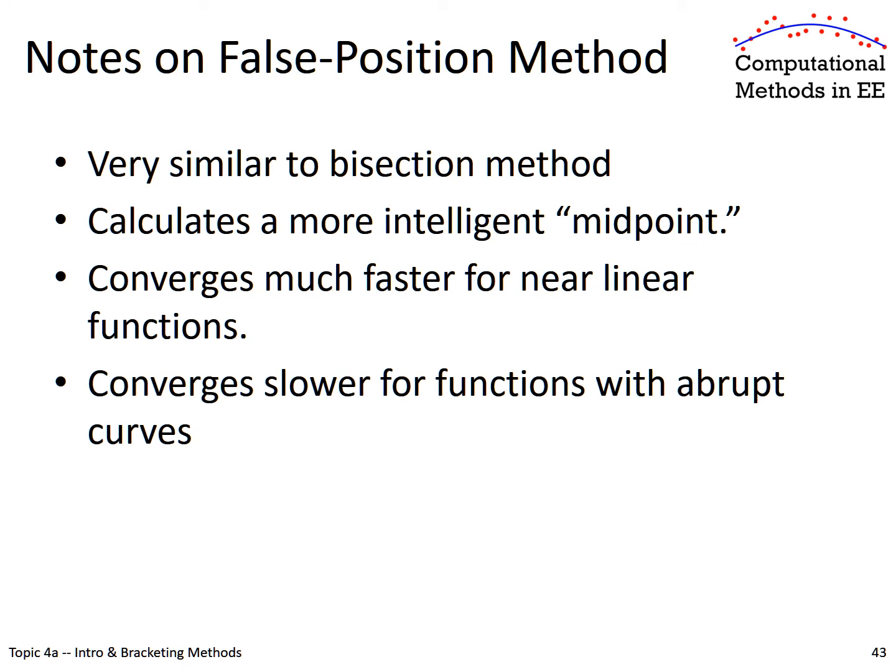Final notes, very similar to the bisection method. In my mind, it is the same method, just a slightly different equation for calculating where the midpoint is. And most of the time when functions are linear, it converges much, much faster. But there are times where this can be slower, where it's very nonlinear. So if you somehow have knowledge that the function is very nonlinear between your bounds, you might want to use the bisection method instead of the false position method.